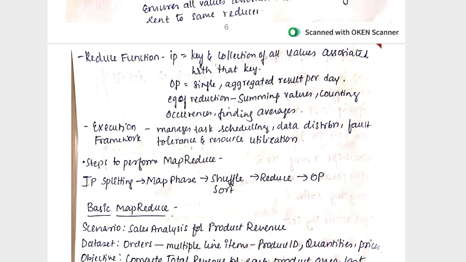If we look at the steps, first step is input splitting. That is, I'm dividing the given input into smaller chunks. These chunks are processed in parallel by different nodes. In the map phase, I am taking each chunk and processing it independently by the map function. I will give out the key value pairs as intermediate results. In shuffle or sort, I'm grouping all the values by their keys and transferring the grouped data to reduce nodes. In reduce nodes, I'm processing each key and its associated values, and I'll give out the final output. Final output would be whichever output I want.